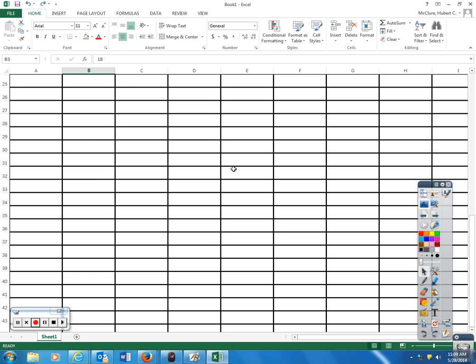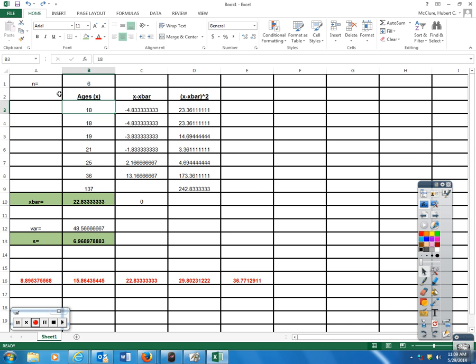So let's move on to another one. Frequency distribution. This is the mean and standard deviation of a data-driven set. I'm going to highlight these a little bit for you.